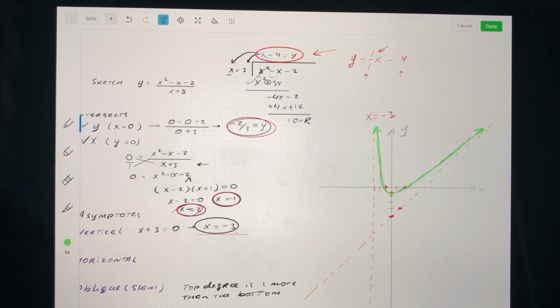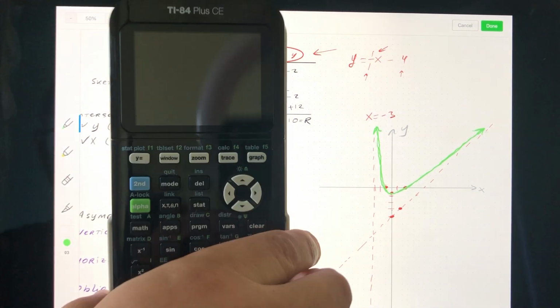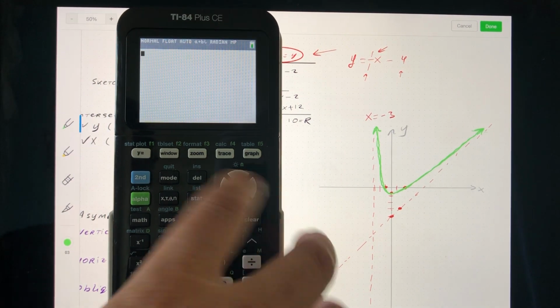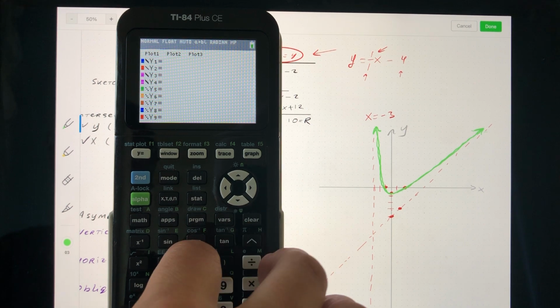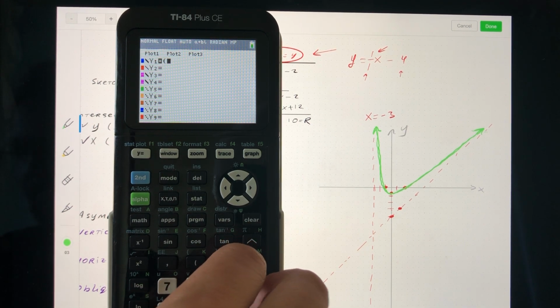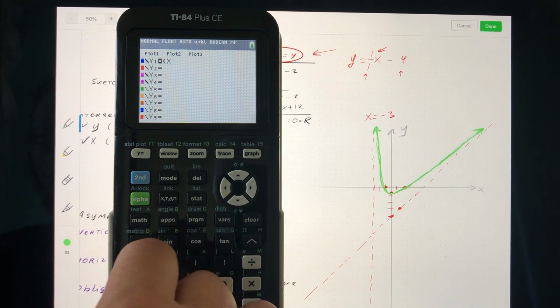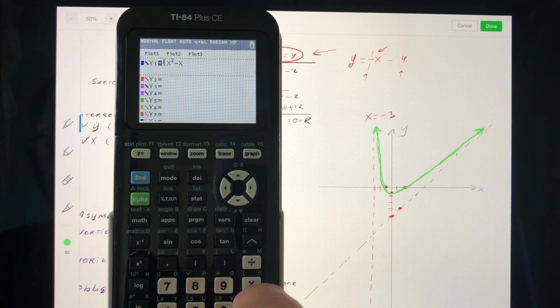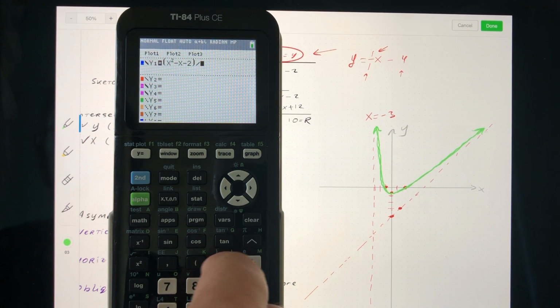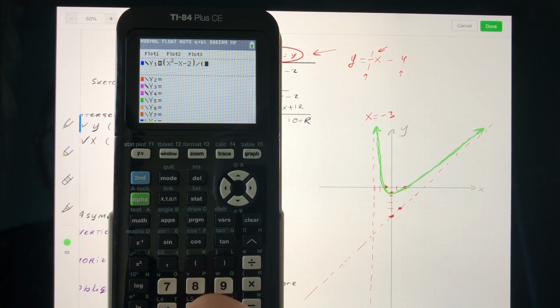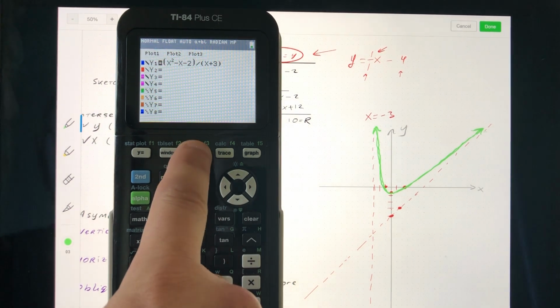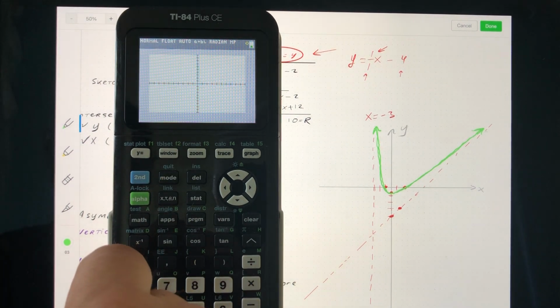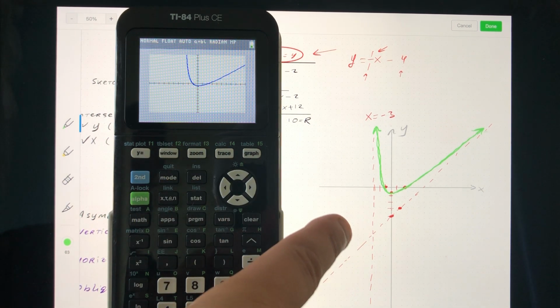Here, let's look at our calculator and see if that's what we are getting. So y equals, and the whole thing needs to be in parentheses because we're trying to divide all of the x squared minus x minus 2. We're dividing by both x and the 3. So we have to have both top and bottom in parentheses. And then here is the sketch. And it looks close to what we have.